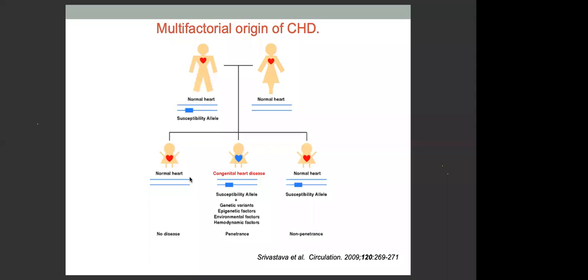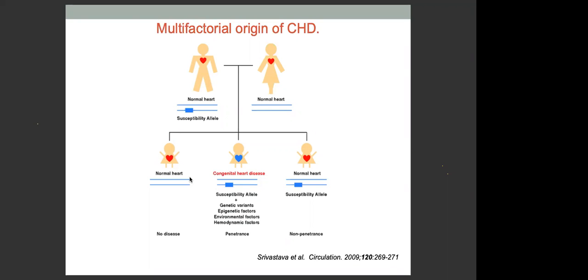In fact, 55 human disease genes have been identified so far, and a lot more in animal models of mice. So what happens is, someone may be carrying a susceptible allele, and of course there will be someone else who has a normal heart. However, there will be someone who is going to develop congenital heart disease, having genetic variants, epigenetic factors, environmental factors, and also hemodynamic factors as well. So that's why this concept is very important.